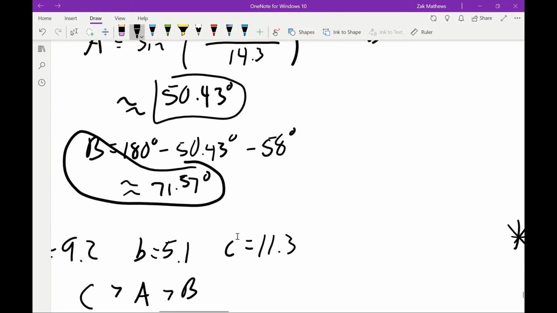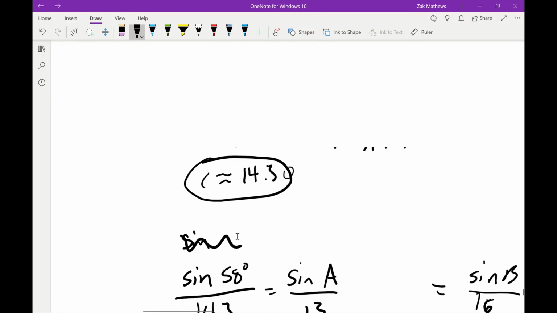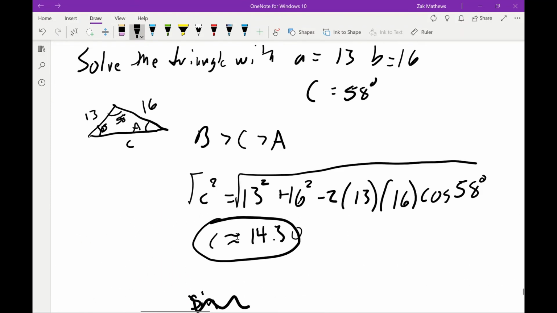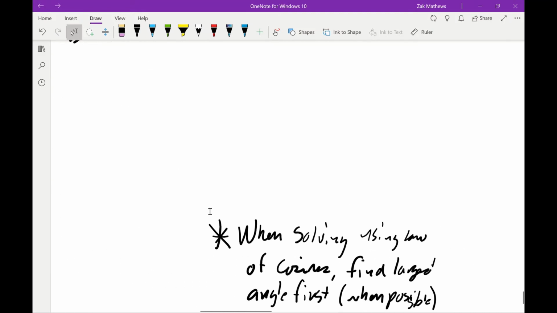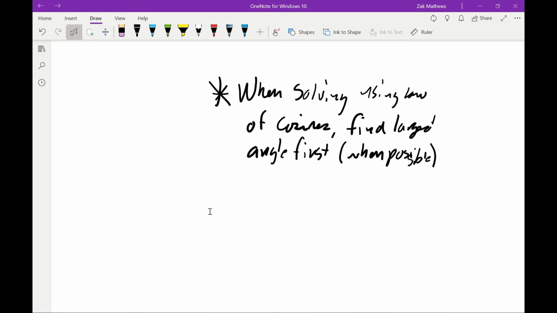Well, if we look at the first case, we couldn't find that largest angle, right? If we were to look at that problem, the first thing we had to find was C. That was our only option there. So we would have loved to have found angle B first. We knew it was the largest, we just couldn't do it. So we're going to find that largest side using law of cosines first when possible.